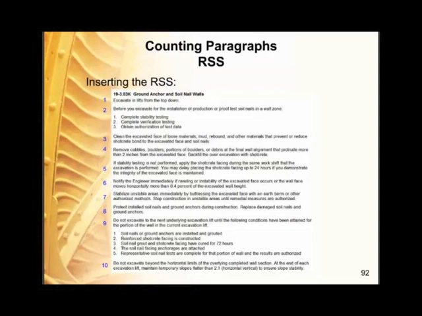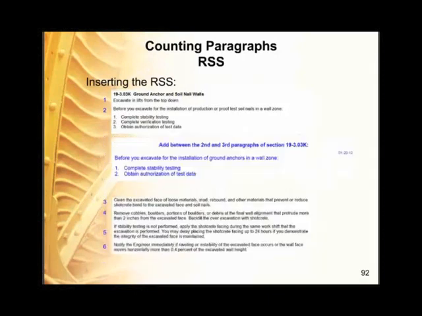Now for an example of paragraph numbering when an RSS is inserted. Shown is a standard specification for 19-3.03K, ground anchors and soil nail walls. The paragraph numbers are shown in blue on the left. The RSS for section 19-3.03K includes an add. It's now shown in the proper location that we put into the RSS. Notice that when we add this in there, the paragraph numbers have not changed for the revised standard spec.